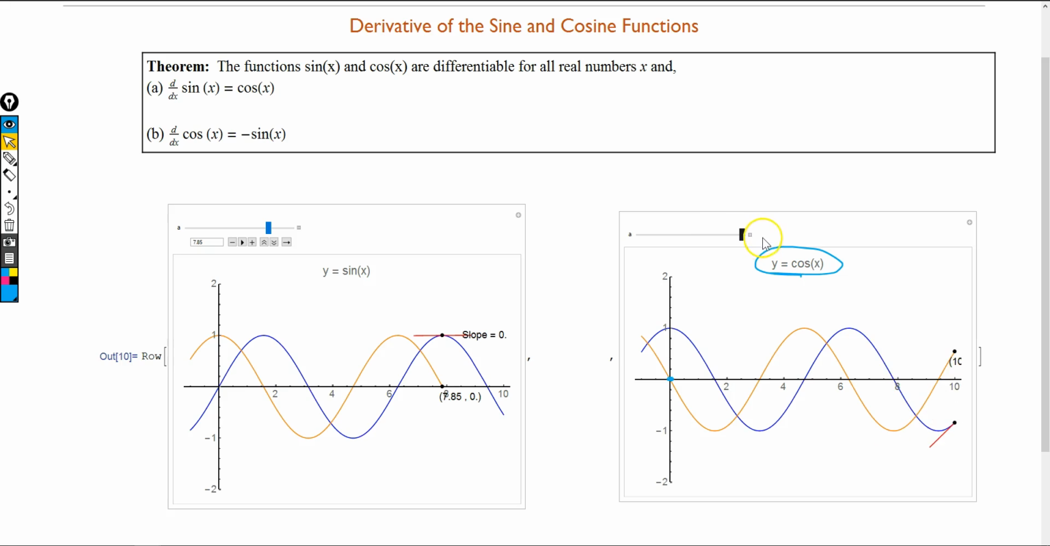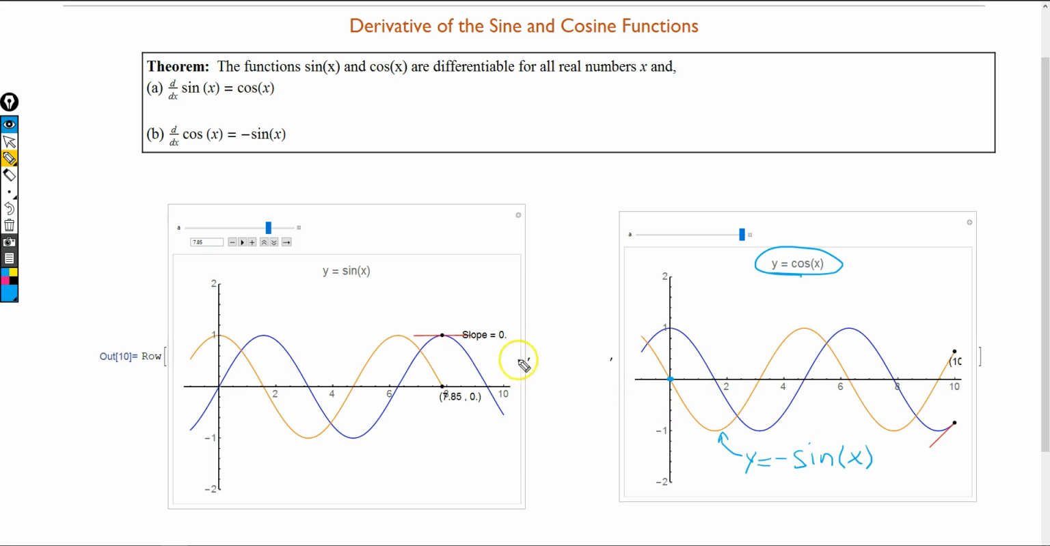And you notice the graph that we get, this graph right here, the gold graph, that looks like, well, that is negative the sine. It's the sine function just flipped about the x-axis. So this graph right here is y equals negative sine x. And so that's graphically why the derivative of cosine is negative sine.